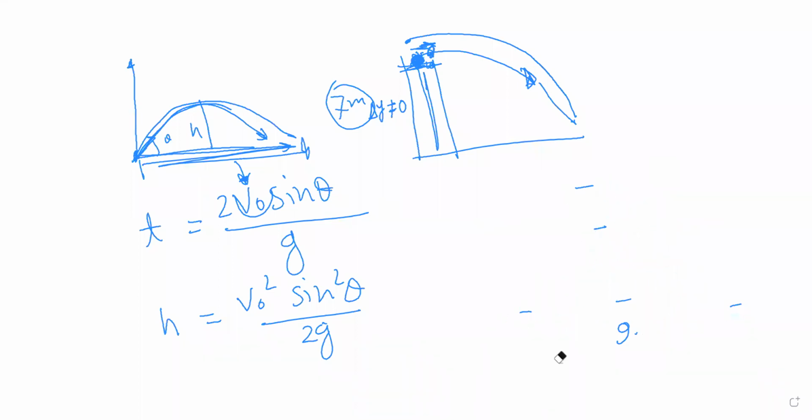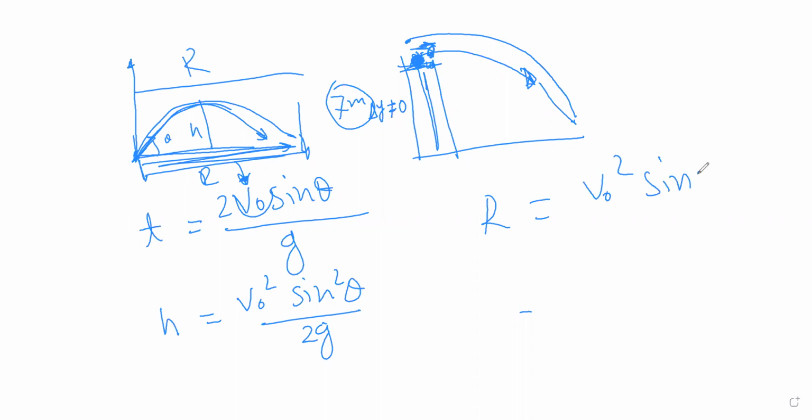So let me clear this. What will be your horizontal distance? Horizontal distance is this r. From here to here, you can see the horizontal distance is r. So r will be v naught square sine 2 theta over g. See, there is some change.